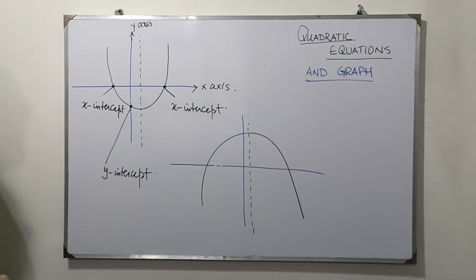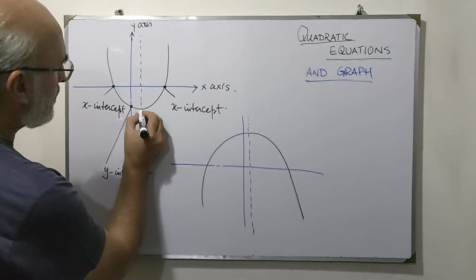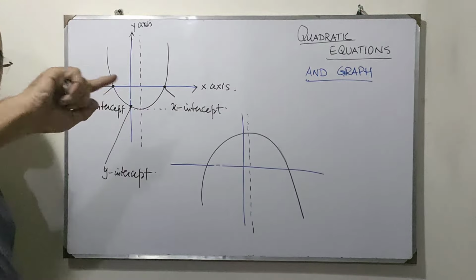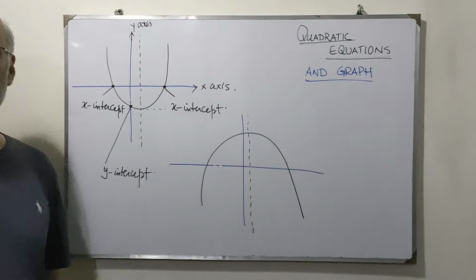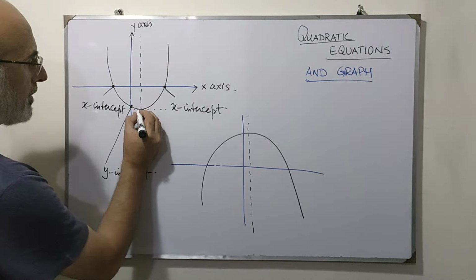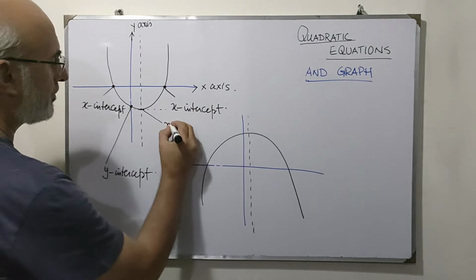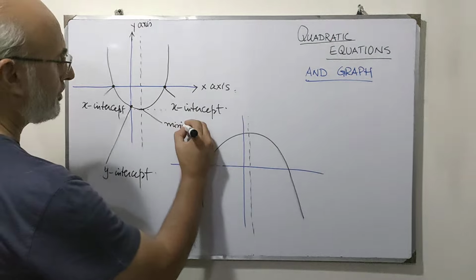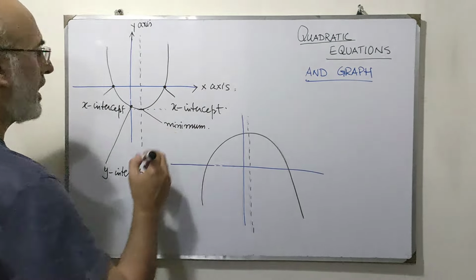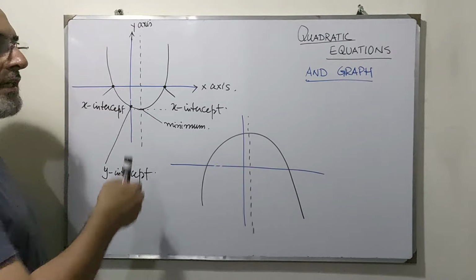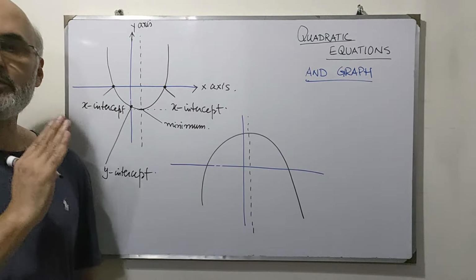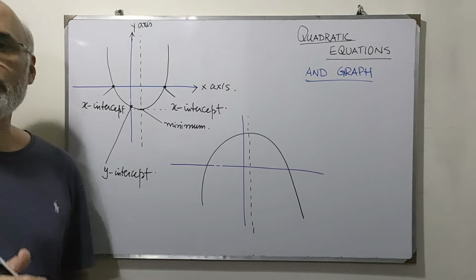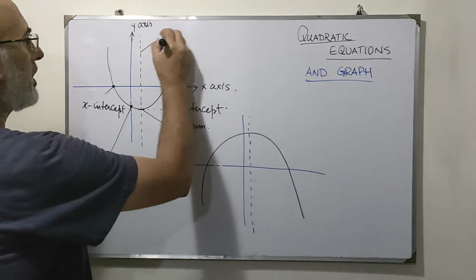Okay. Now, if we see the tip of this curve here, the tip is downwards, right? So this point here is the minimum point. The minimum value of the graph which you can have is this. And this dotted line cuts the graph into 2 equal parts. It's like when you fold this graph, both the sides are going to be equal, right? So this is the line of symmetry.